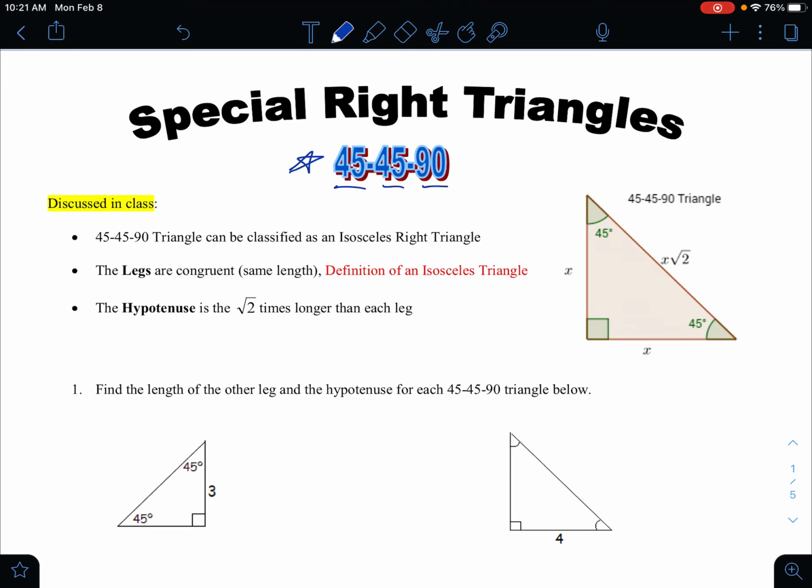What makes this special is that it will always follow the same rule, where each of these is a leg, and this is a hypotenuse, right? The hypotenuse is always across from a right angle. And this hypotenuse is always going to be square root 2 times longer than each leg. So that always follows that rule in this 45, 45, 90 triangle.